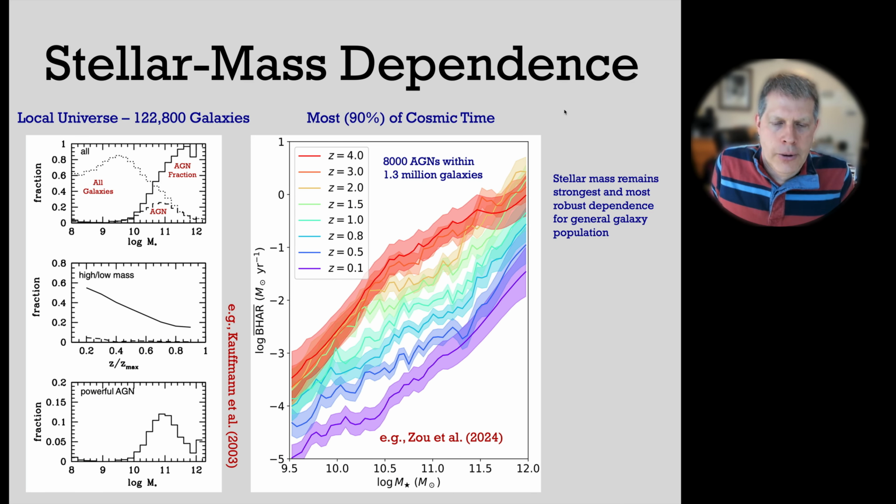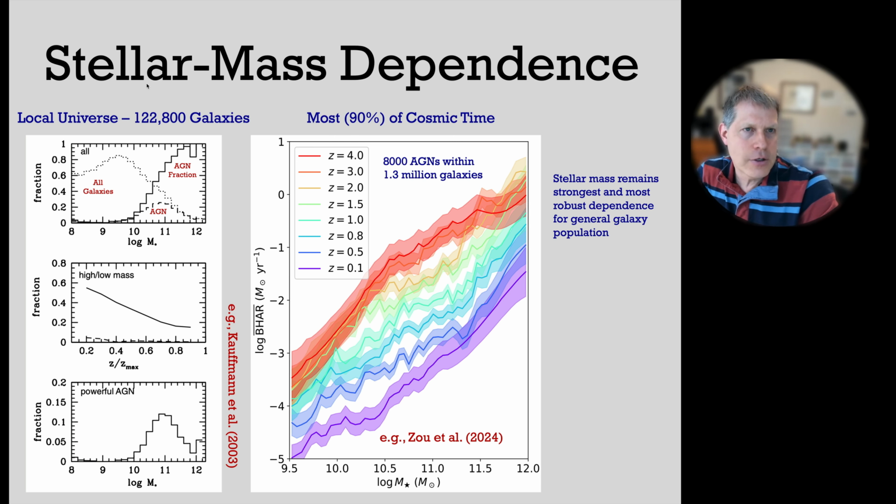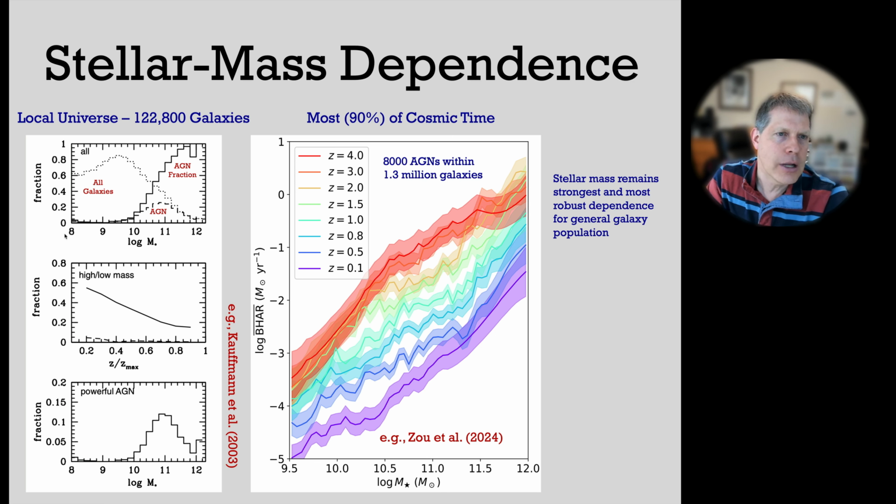First of all, the strongest thing that emerges in general is that supermassive black hole growth has a very strong dependence upon stellar mass. Stellar mass remains the strongest and most robust dependence of supermassive black hole growth for the general galaxy population. And you can see that here in a local universe study. In this case, these authors, Kauffmann et al., are studying 122,000 to 123,000 galaxies, including normal galaxies as well as AGNs and some significant fraction of them.